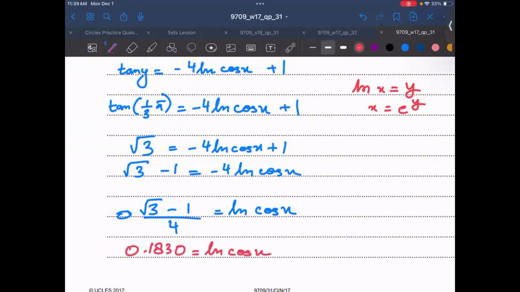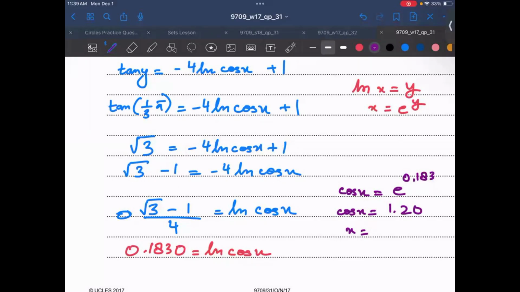And now, using this logarithm rule, we can write cos x is equals to e to the power 0.1830. So e to the power of this answer, that becomes cos x is equals to 1.2 something, and then x will be cos inverse, but cos inverse of this answer is not possible, so we'll have to look for a mistake over here.